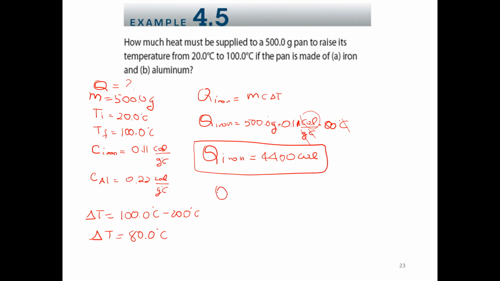Now what happens if it's aluminum? Then we do 500 times 0.22 times 80. If we multiply this together, again we cancel out the units, and calories is the unit we expect. It is 8,800 calories.